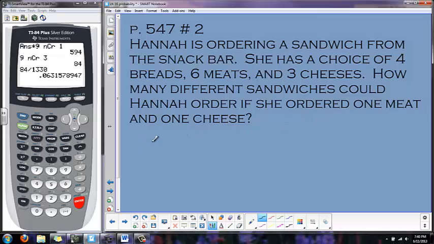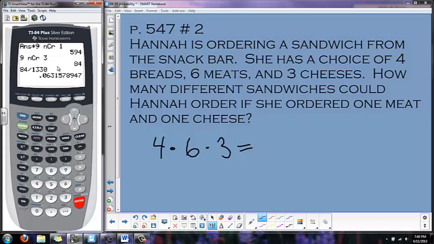So this is a counting principle question. We have a bunch of different options to make. So we have 4 different options of bread, 6 different options of meats, and 3 different options of cheeses. So all you have to do is multiply those together. 4 times 6 times 3 is 72.